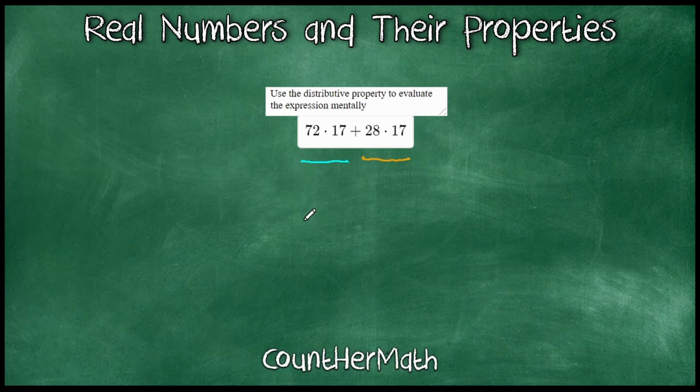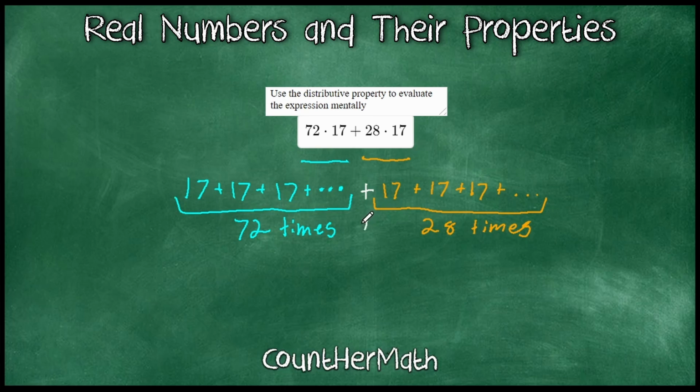So if we have 72 times 17 plus 28 times 17, our distributive property is going to tell us that I have to do 17 72 times and 17 28 times. Let's write down what that looks like. So what we end up with is 17 72 times and 17 28 times. So we could say that we have 17 72 plus 28 times.